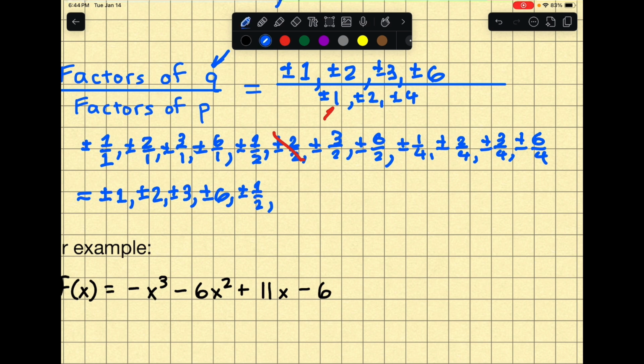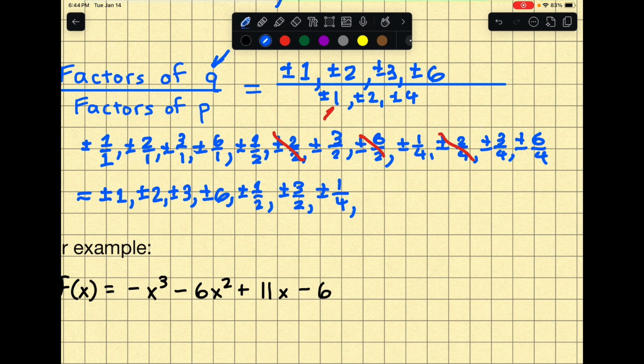The next one in line is plus or minus 3/2. That's not a duplicate, and we can't reduce it, so we're going to add that to our list. Then we have plus or minus 6/2. Well, 6/2 reduces to 3, and we already have 3. So we don't have to identify that one again, so that's a duplicate. The next one is plus or minus 1/4. We don't have that one already, so plus or minus 1/4. The next in line is plus or minus 2/4, but that reduces to 1/2, which we've already identified. So plus or minus 2/4 we don't need.